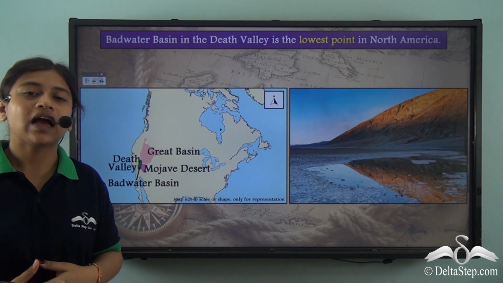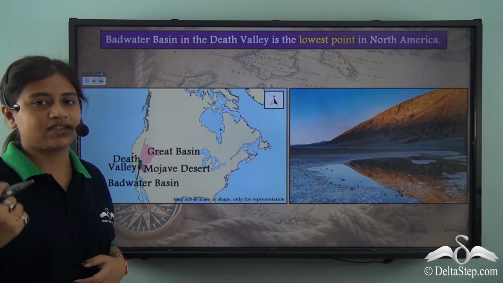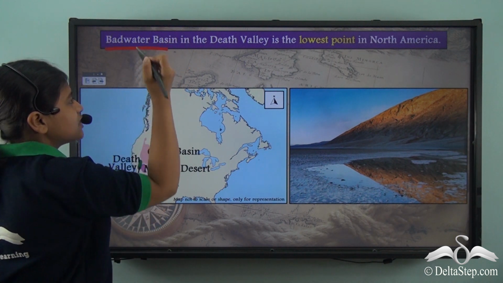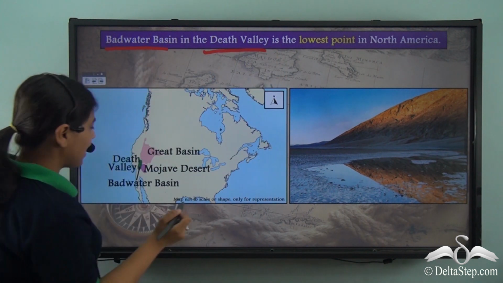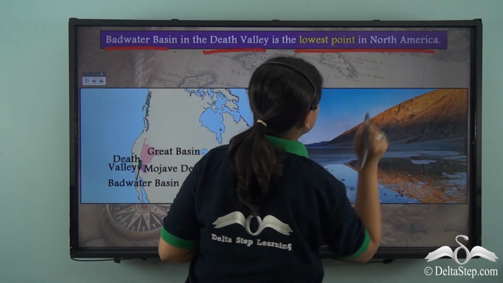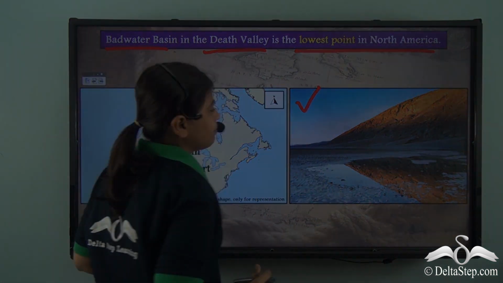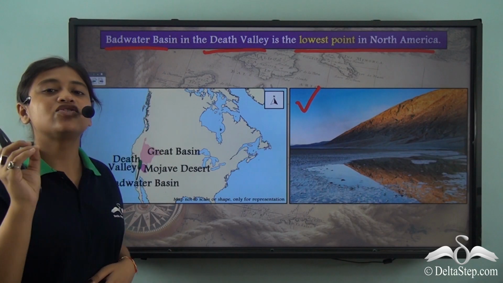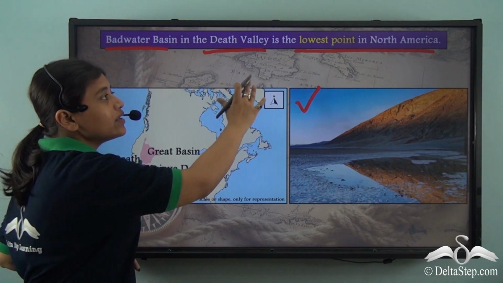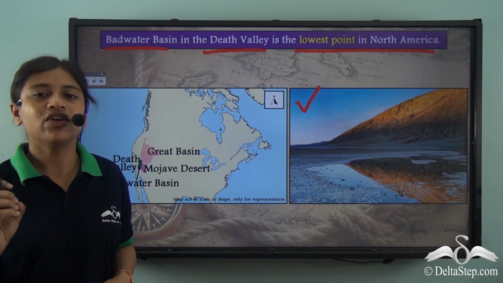Now let us take a look at another important and very famous feature, the Badwater Basin. So what is this Badwater Basin? The Badwater Basin is present in the Death Valley, as you can see right here, and it is the lowest point in North America. Now here is a picture of the Badwater Basin. It is believed that this basin is 282 feet below sea level. So it is the lowest point in North America, present in the Death Valley region of the continent.